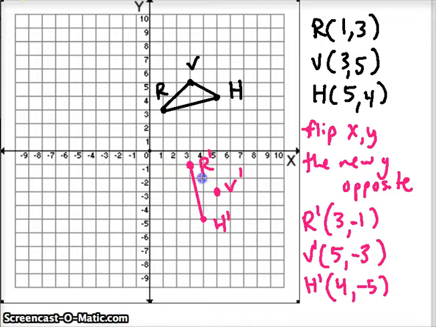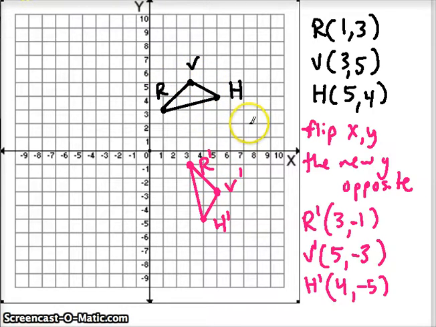And hopefully that makes it clear that our triangle got rotated 90 degrees clockwise. So if you think about spinning this 90 degrees, the R now instead of being on the left, it's on the top. We're just spinning it clockwise 90 degrees. The V instead of being on top is on the right, and the H instead of being on the right is now at the bottom. So we spun this triangle around right there.